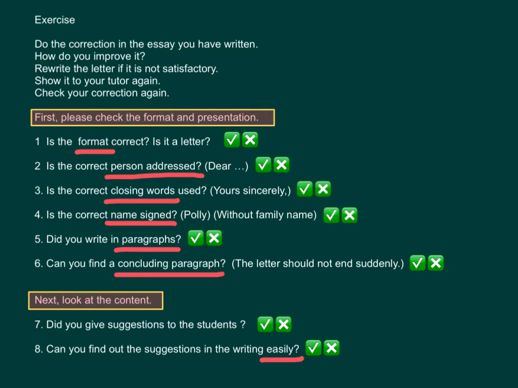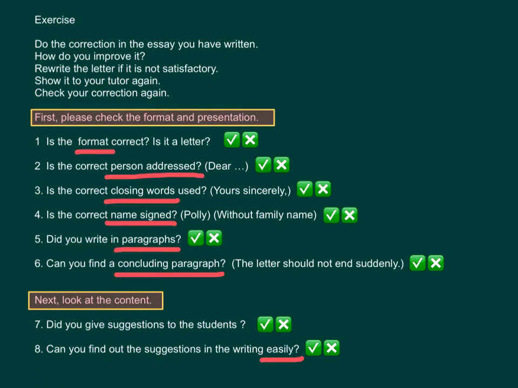First, please check the format and presentation. Is the format correct? Is it a letter, yes or no? Is the correct person addressed? Dear someone, yes or no? Is the correct closing word used? Yours sincerely, yes or no? Is the correct name signed, such as Polly or without family name? Yes or no?